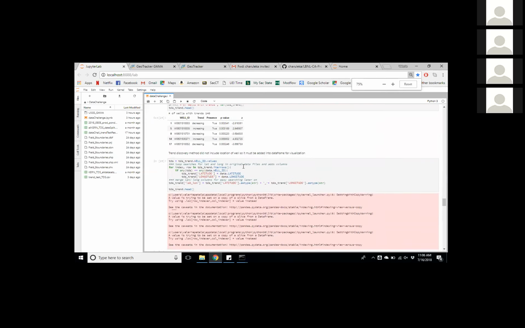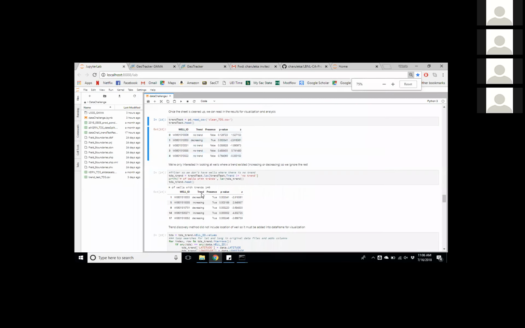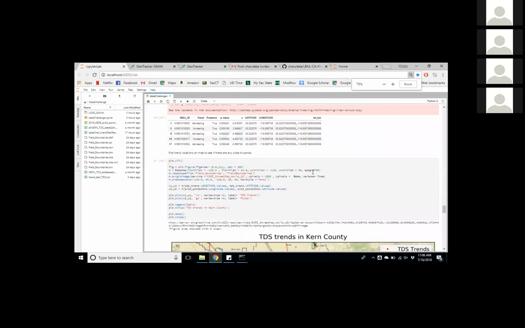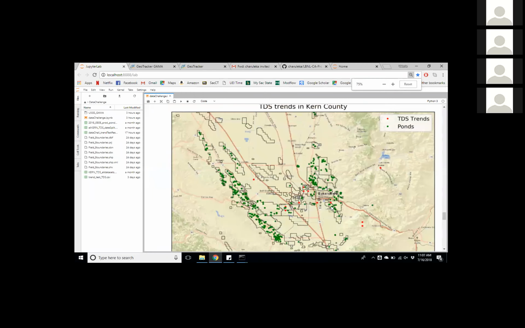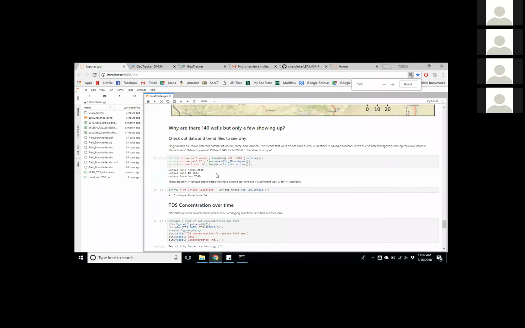I should note that there were about 1,500 possible trends, so 1,500 places where there were 3 or more TDS measurements. However, only 140 had increasing or decreasing trends. So we plot those here, and you'll notice that there are not 140 red dots indicating a trend. So I was very confused by that as well. But you will see that there are these 14 locations intermingled with these oil field boundaries and produced ponds that show a trend. So upon further investigation, I looked into my data sheet.